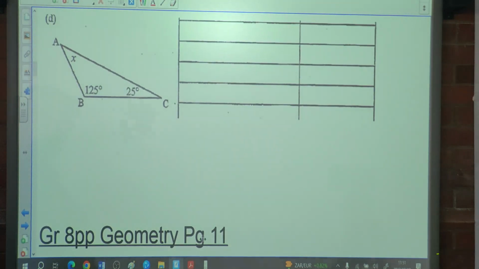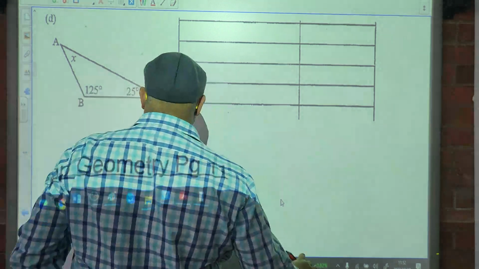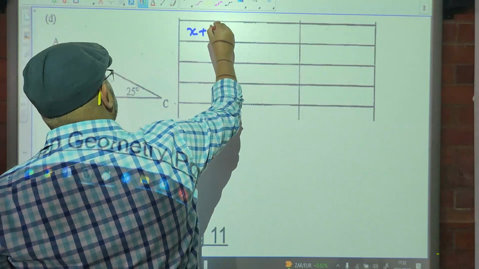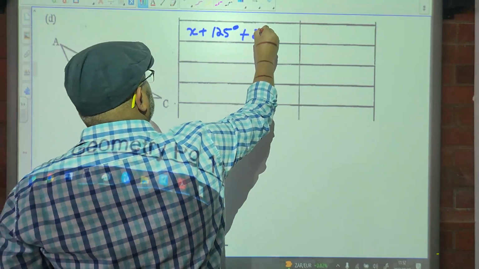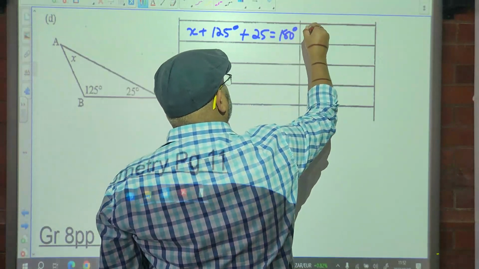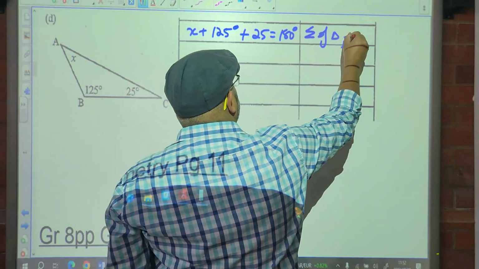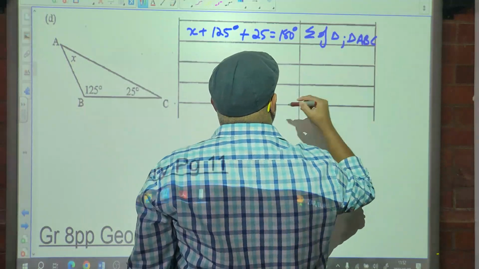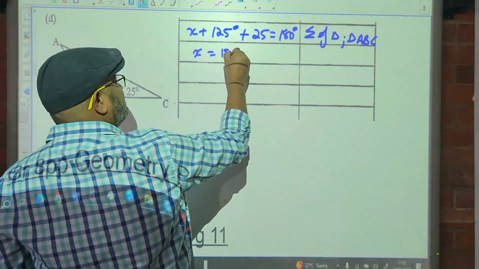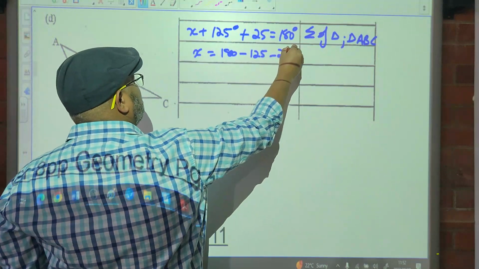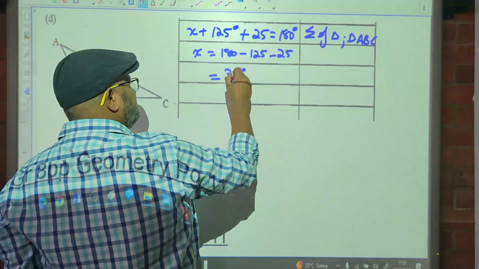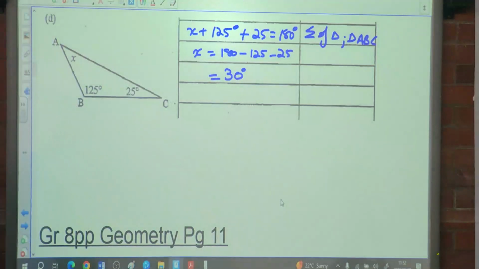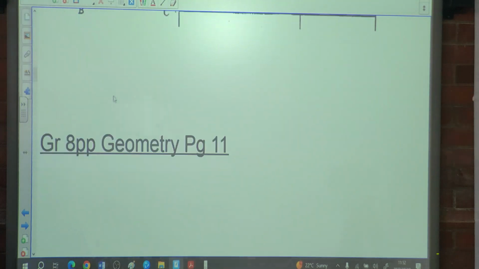Let's look at the next one. D. We've got x, 125 and 25. So what do we do here? x plus 125 degrees plus 25 equals 180. Why? Sum of triangle, this triangle ABC. So x equals 180 minus 150, which is 30 degrees. You all okay with that? Alright.